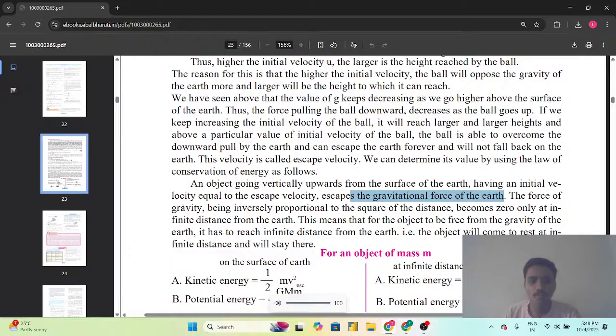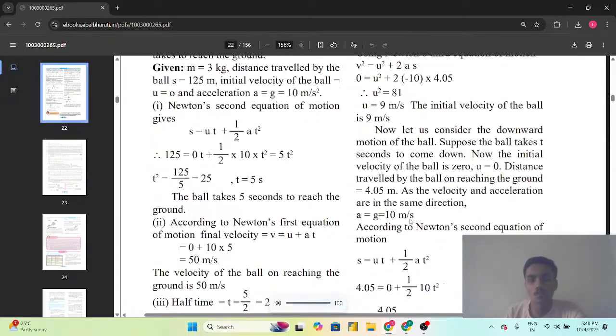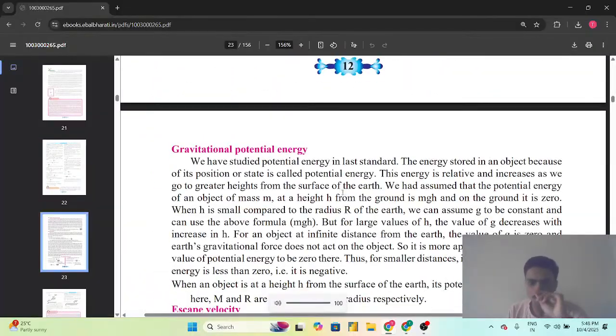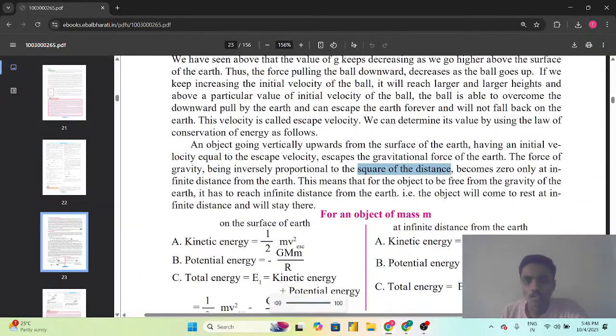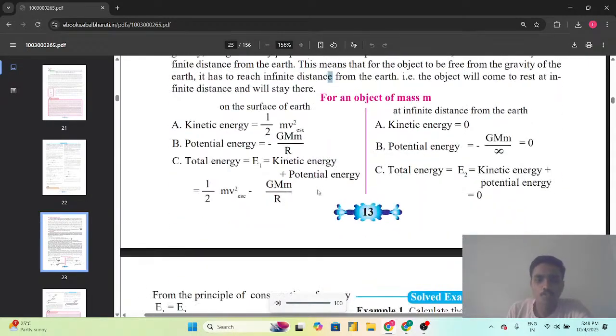The force of gravity is inversely proportional to the square of the distance, as we have seen in Newton's inverse square law, which states that force is proportional to 1 upon r square. So it becomes zero only at infinite distance from the earth. This means that for the object to be free from the gravity of the earth, it has to reach infinite distance from the earth. That is, the object will come to rest at infinite distance and will stay there. So how can we calculate the escape velocity for the object?